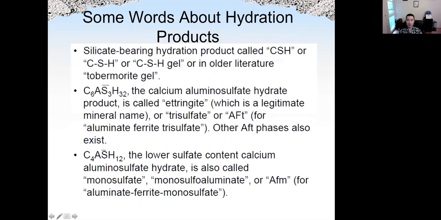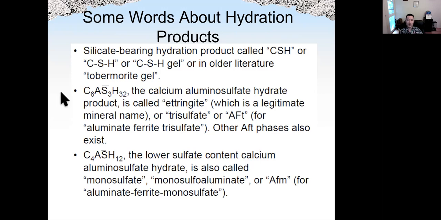Right. Let's look at the hydration products. The first one, or the most important one, is CSH. This is calcium silicate hydrate. We have different names: C-S-H or CSH gel. Sometimes we also call that tobermorite gel. Tobermorite is the natural mineral that has a similar structure to CSH.